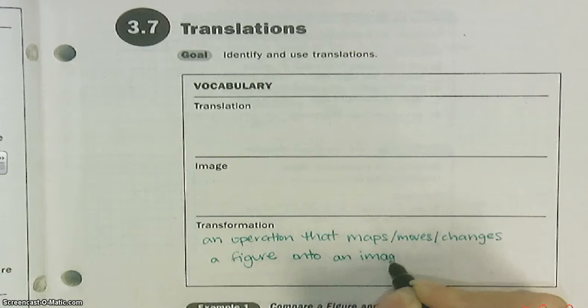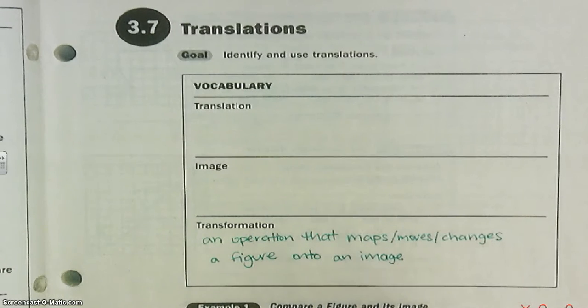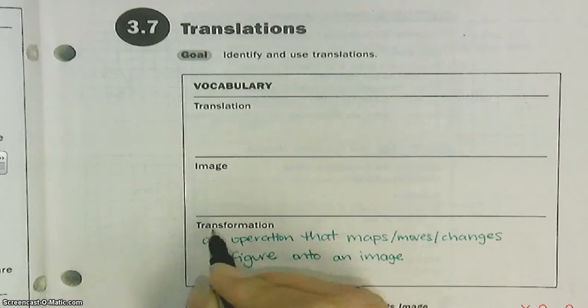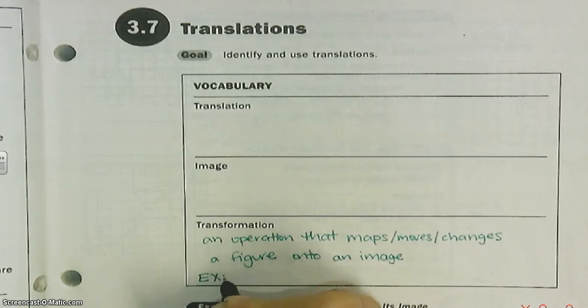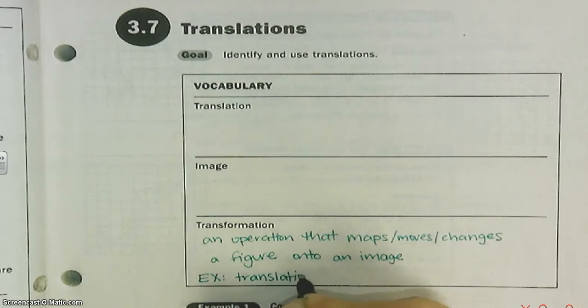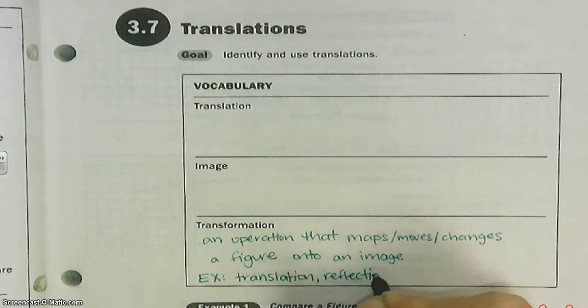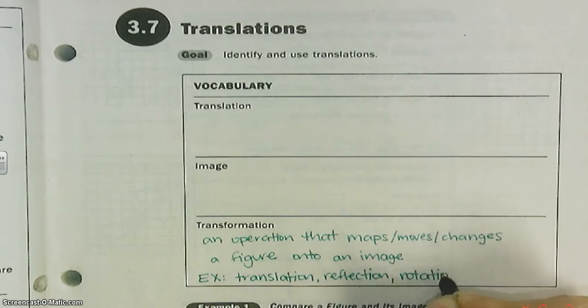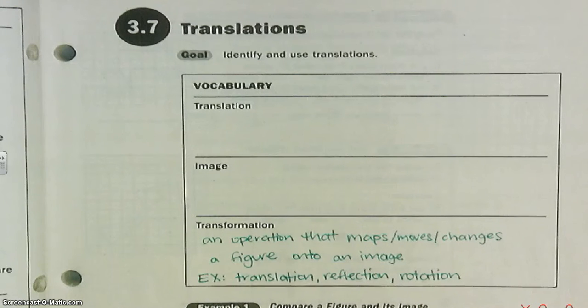Guess we should probably talk about image. But first, before we do, let's talk about the different types of transformations. Different examples would be a translation, which we're going to talk about today, reflections, and rotations. Those are the types of changes we're going to talk about. We're going to translate shapes, reflect them, and rotate shapes.